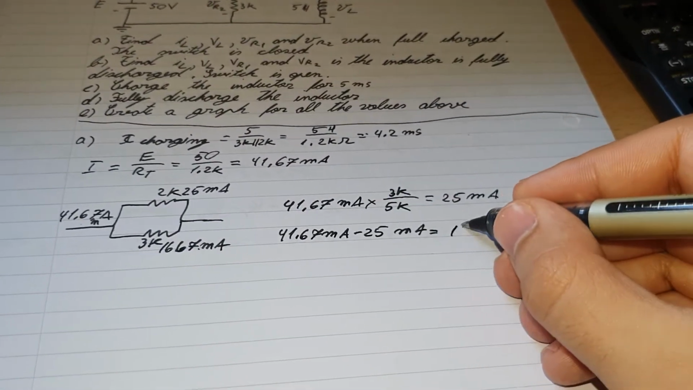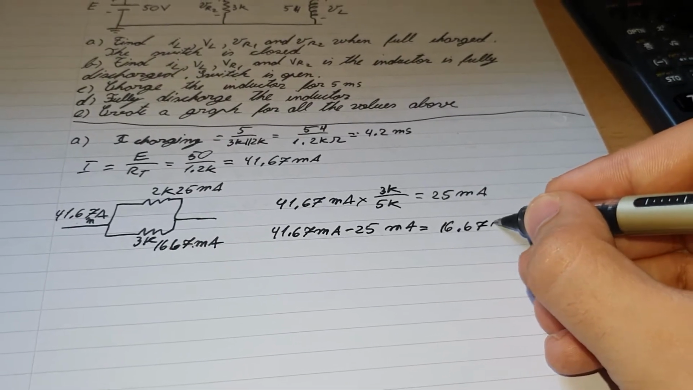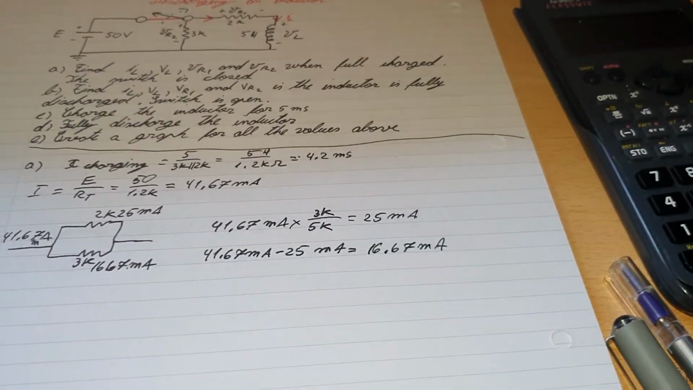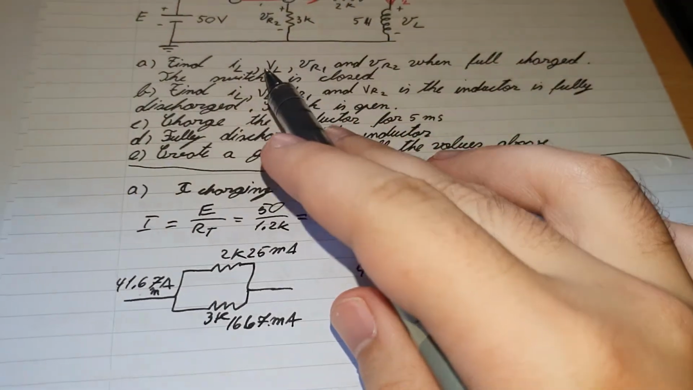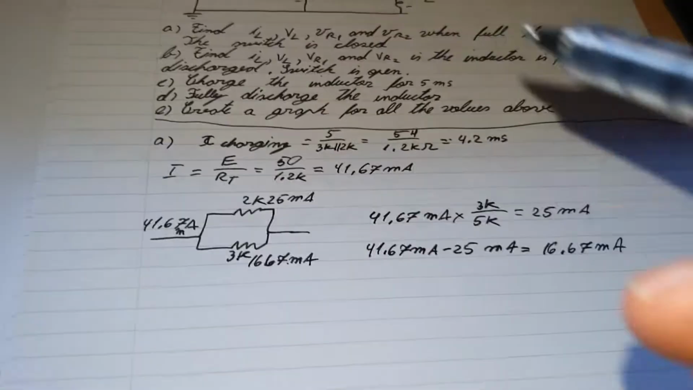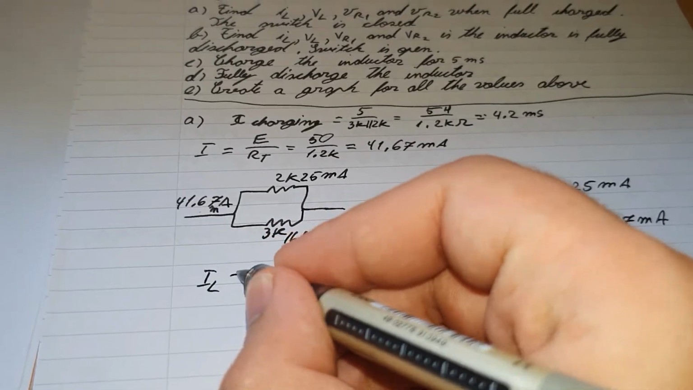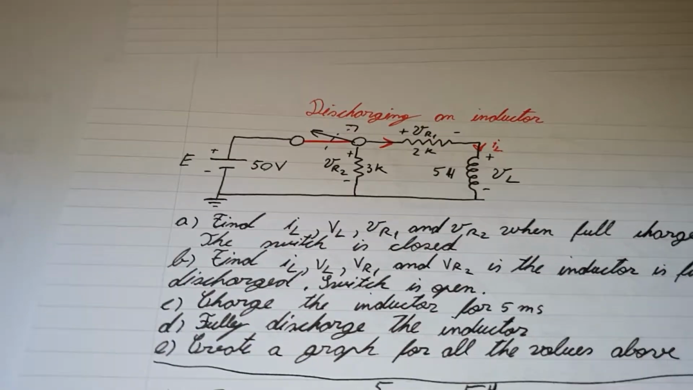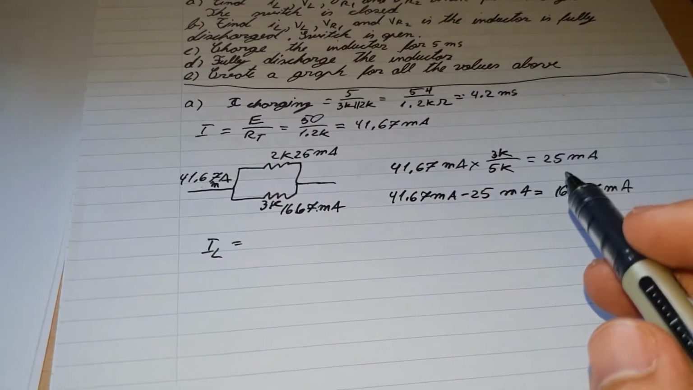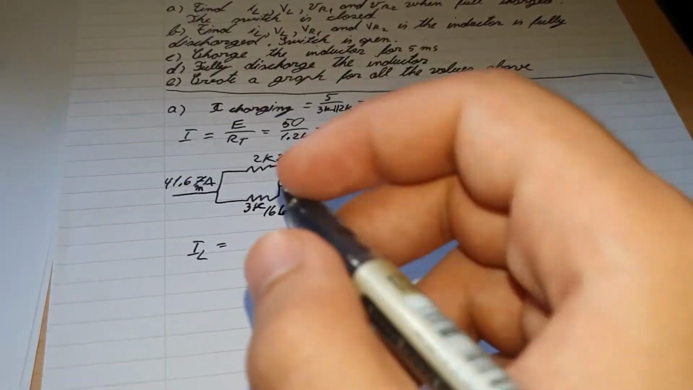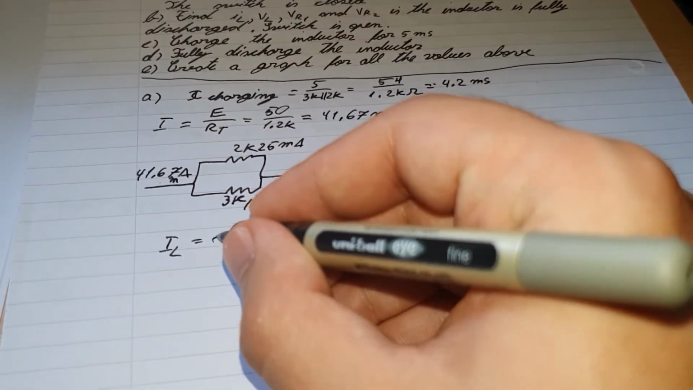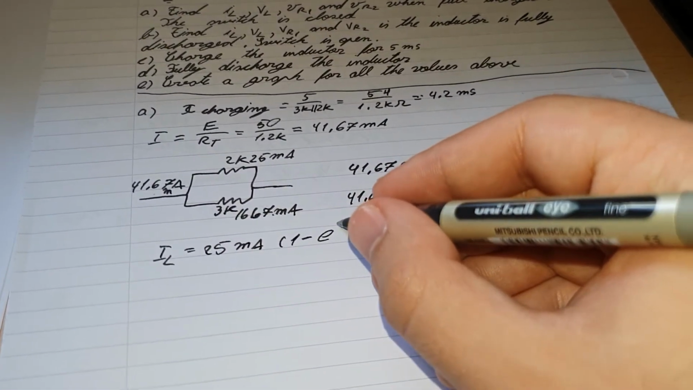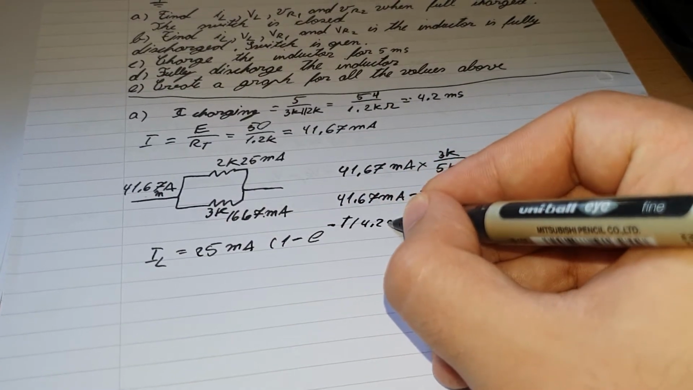Okay, that'll be 16.67 milliamps. Now let's do the easy part, which is calculating all the values, them being IL, VL, VR1 and VR2. So we know that IL is basically the maximum current that can go through the inductor, and that maximum current will be simply 25 milliamps because that's the maximum current going through the 2k ohms. So it will be the 25 milliamps, and we add in the factor of time, which is 1 minus the exponential of t to the 4.2 milliseconds time constant.